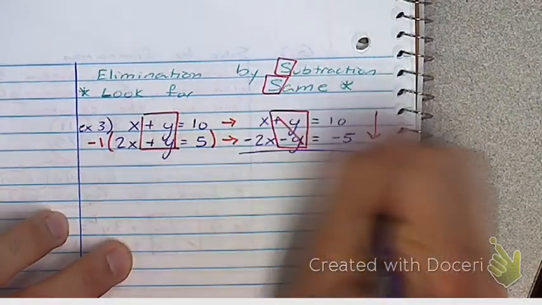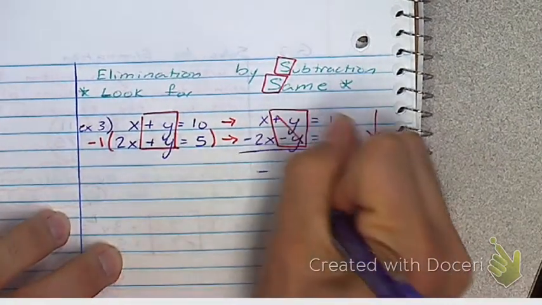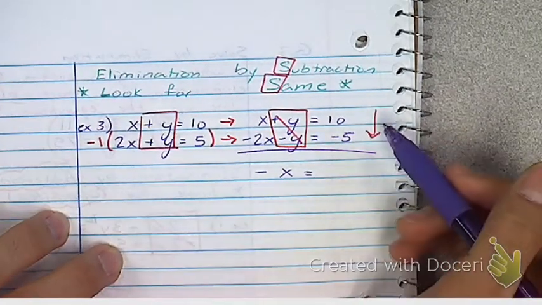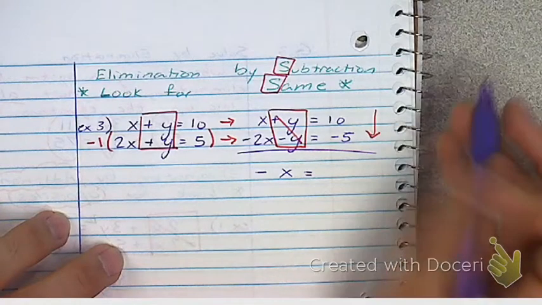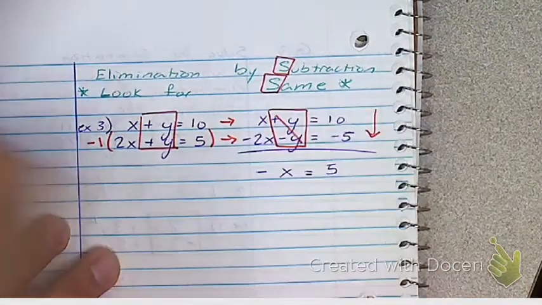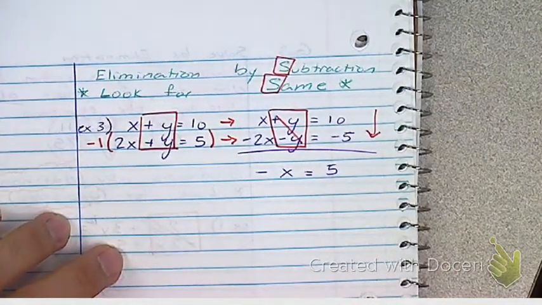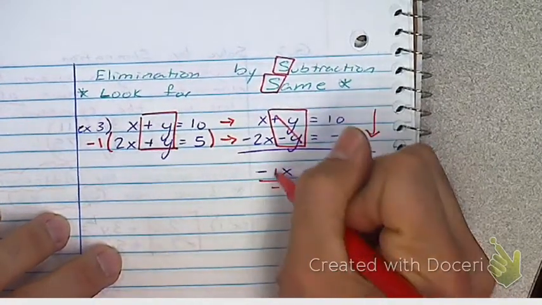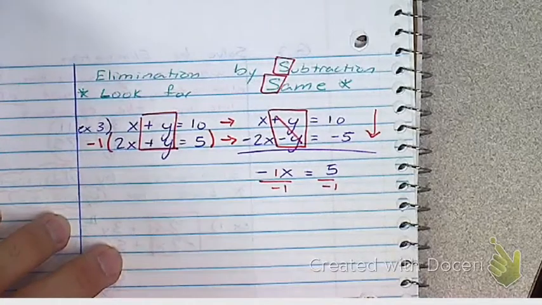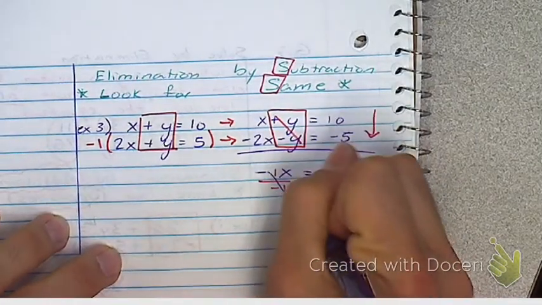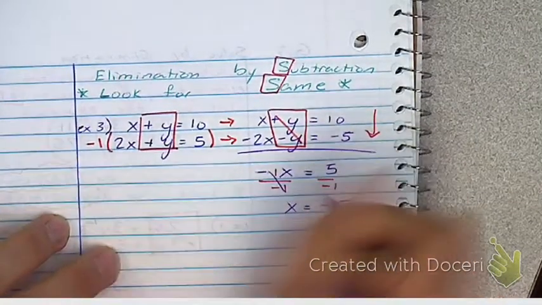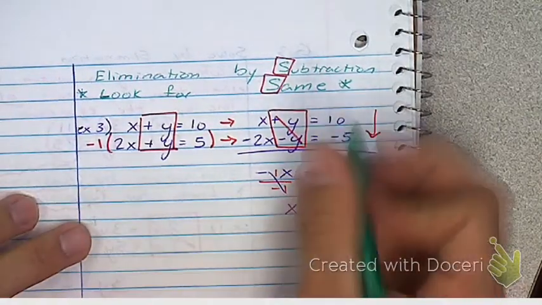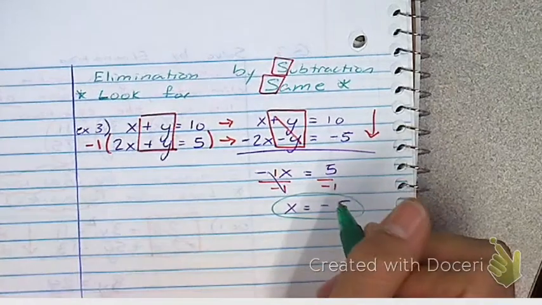What do I get? Negative x equals 10 minus 5 is 5. Next step. You divide by the negative 1, which is that imaginary 1 in front. x equals a negative 5. What am I doing with that? Plug it in. Does not matter which one.